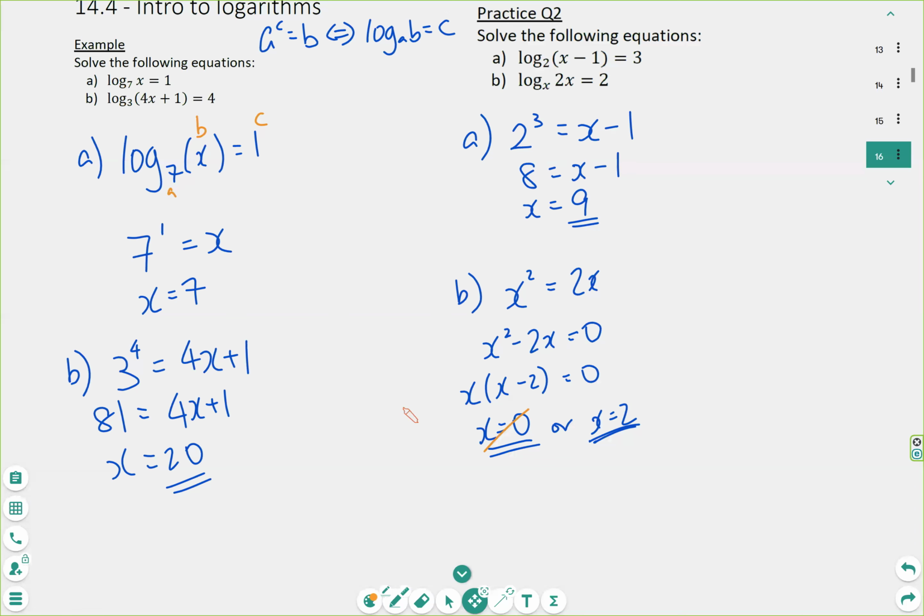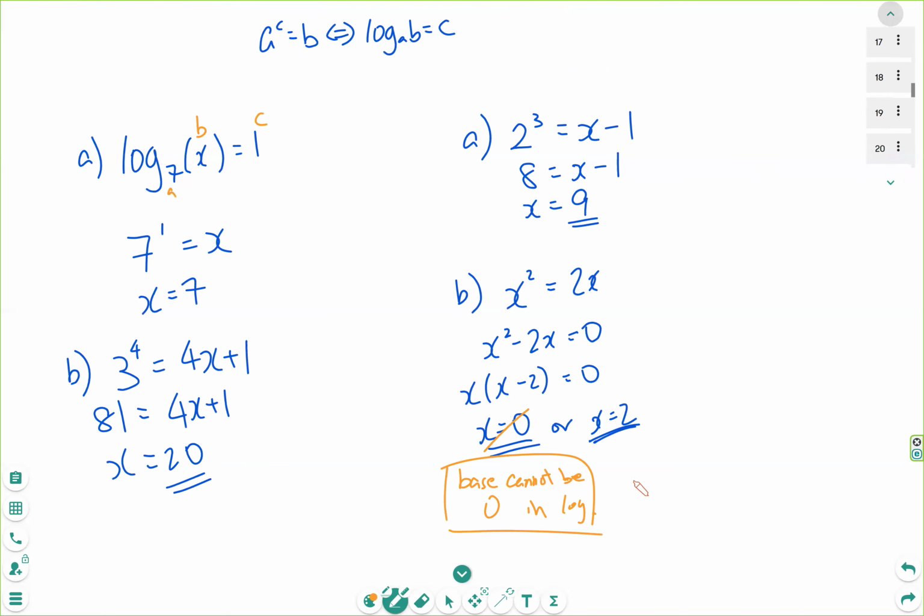If I tell you why, it's because the base cannot be 0 in a log. That's why you can't have x equals 0. Right? Any more? Nope. And that's it.